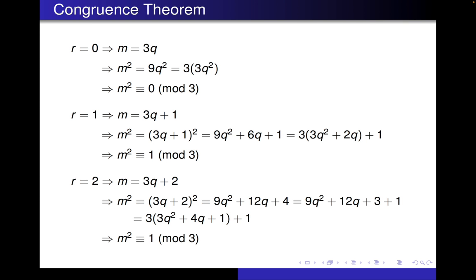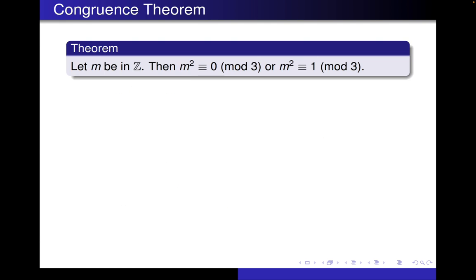So if we look at the three possibilities, one of those possibilities gives us 0 mod 3, the other two give us 1 mod 3, which proves our theorem. So now we're ready for the formal proof. Let m be an integer, then m squared is either congruent to 0 mod 3 or 1 mod 3.